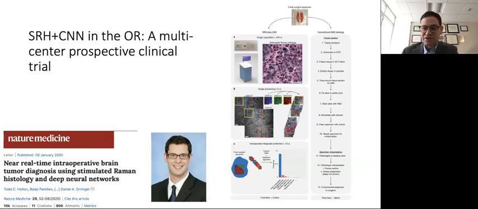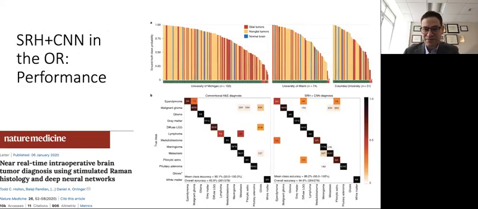The trial design was simple. We took fresh tissue specimens, cut them in half, imaged half with the SRH imager, and obtained interpretation from the CNN. The other half of the tissue was sent for conventional histology and interpreted by board-certified neuropathologists. And I should note that this study was led by this brilliant postdoc I alluded to earlier, Dr. Todd Holland. In our study, we enrolled and analyzed 278 patients undergoing brain tumor surgery at 3 institutions.